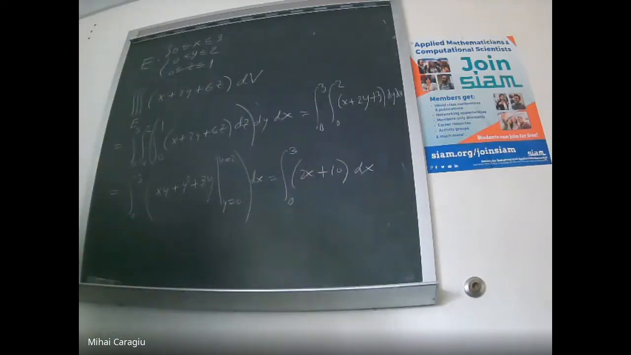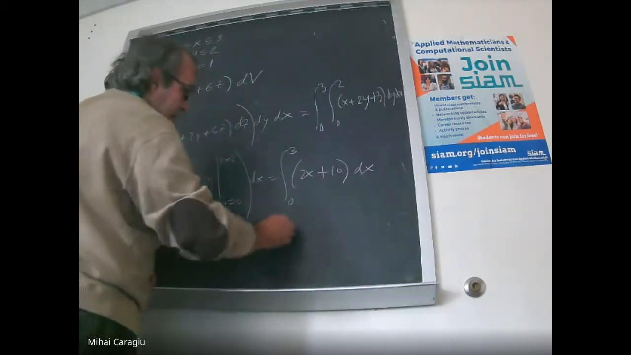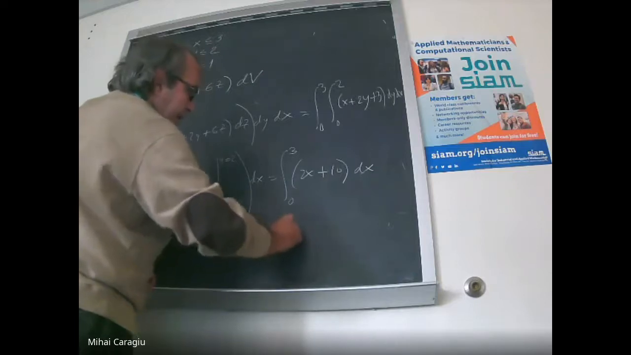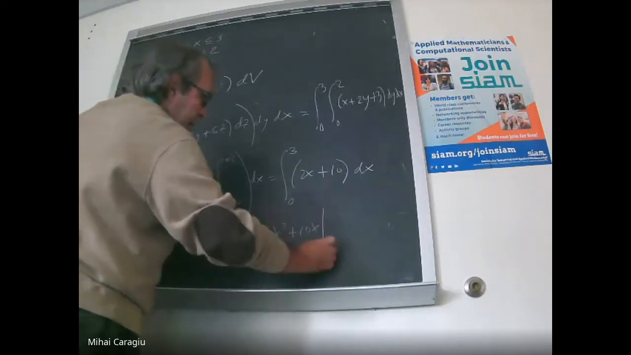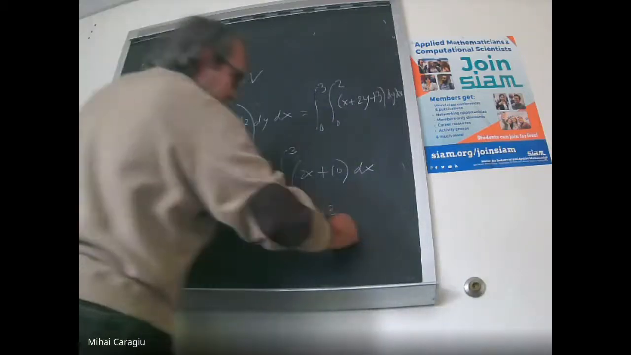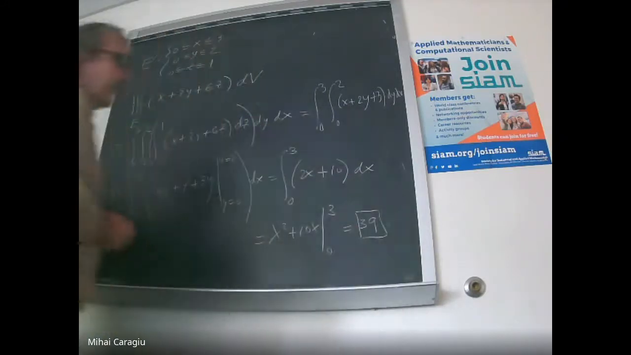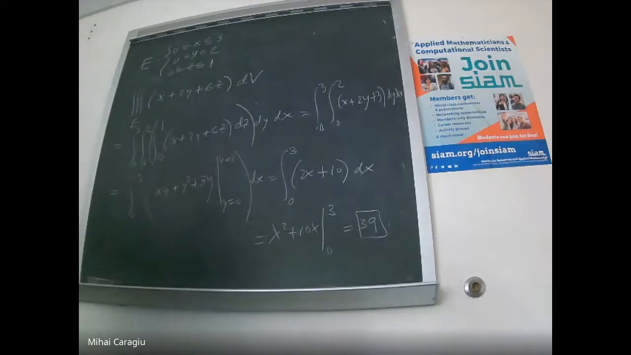dx. So again, progressively we went from 3 variables to 2 variables to 1 variable, and we got a normal integral like in calculus 1. This will be x squared plus 10x between 0 and 3. The value at 3 is 39. The value at 0 is 0. So this will be the result of the numerical problem.